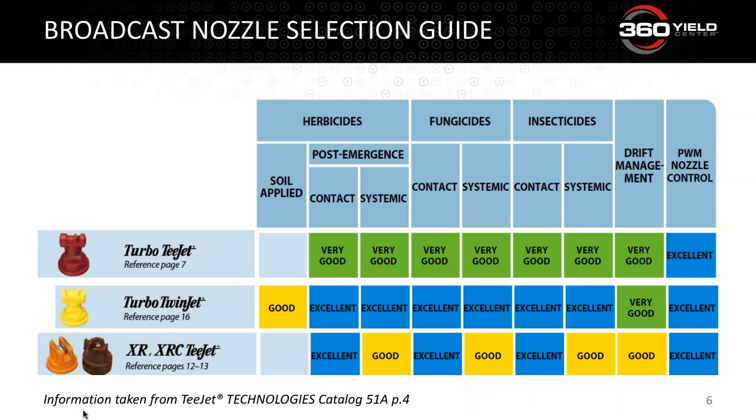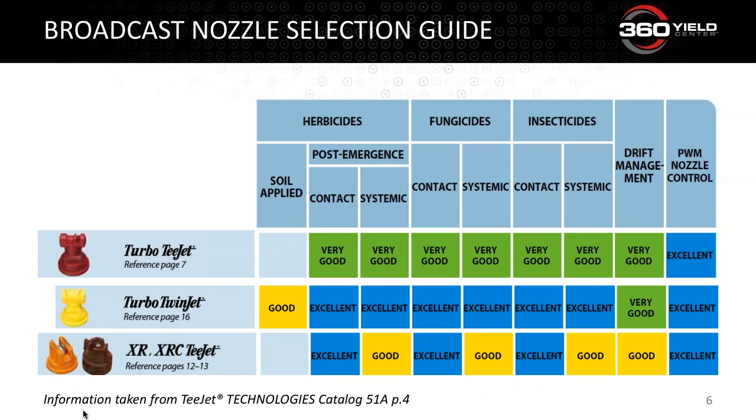I believe their latest catalog is called 51A. It's a really in-depth catalog of all the products, and it has a lot of good information about nozzle selection. But on page 4, and I just cut a few of their nozzles out, but let's just look at this real quick. They talk about contact and systemic type products, herbicides, fungicides, and insecticides, and drift management, and they rate the nozzles. I chose these 3.